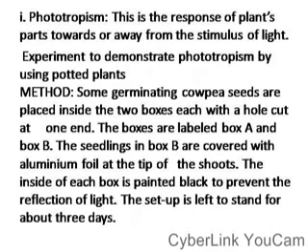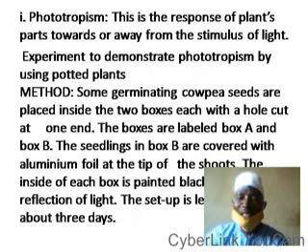Now let us look at the experiment on each type of tropic movement. The first one to look at is phototropism, which is the response of plant parts toward or away from the stimulus of light. In the experiment, some germinating cowpea seeds are placed inside two boxes, each with a hole cut at one end.